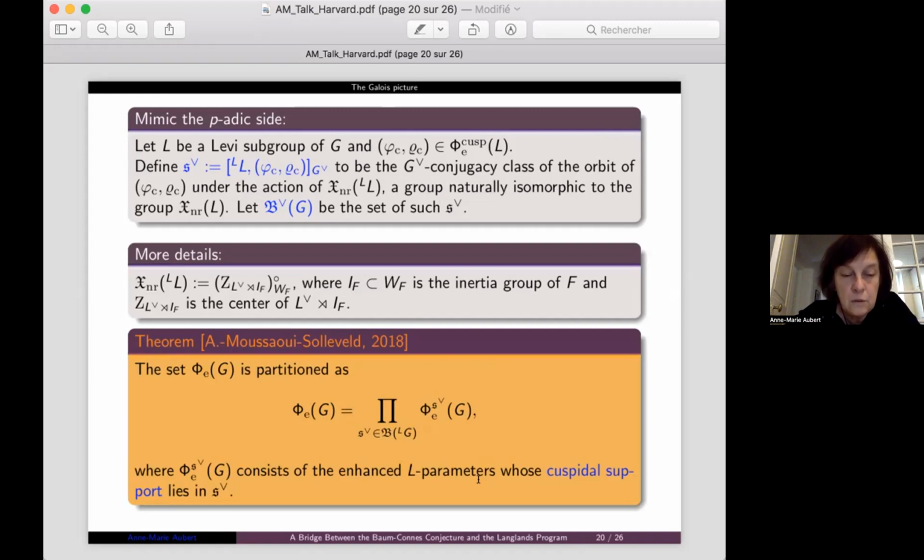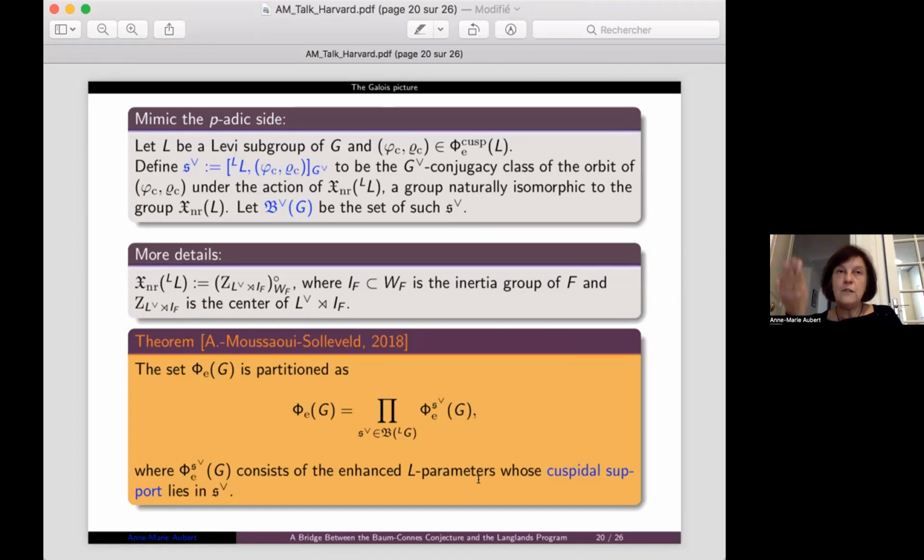And then with this definition, we can prove that the set of enhanced L-parameters of G admits a partition as subsets, which are indexed by this element S check. And the definition of each subset is the fiber of a cuspidal support map. We send an arbitrary enhanced parameter for G to a cuspidal, or more precisely, a conjugacy class of a cuspidal enhanced L-parameter for the Levi.